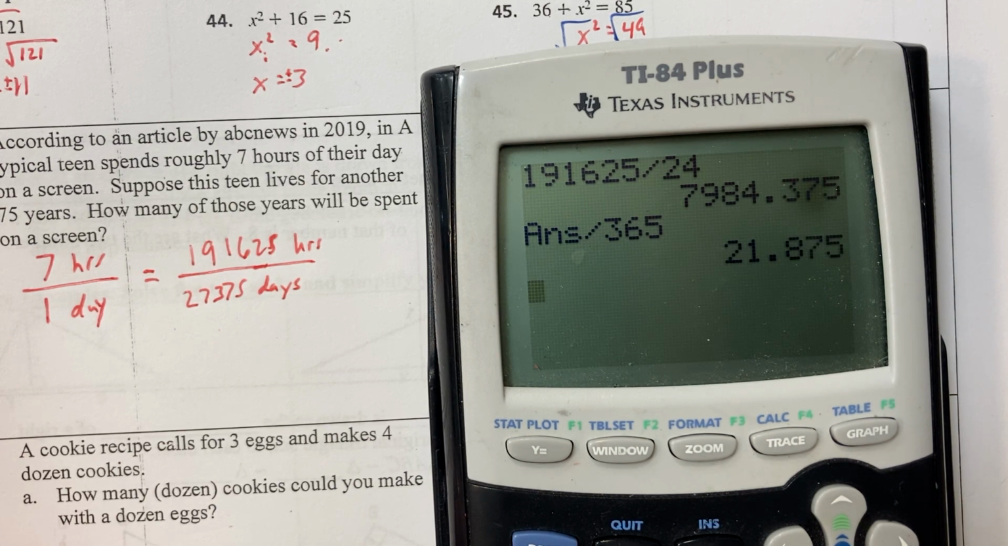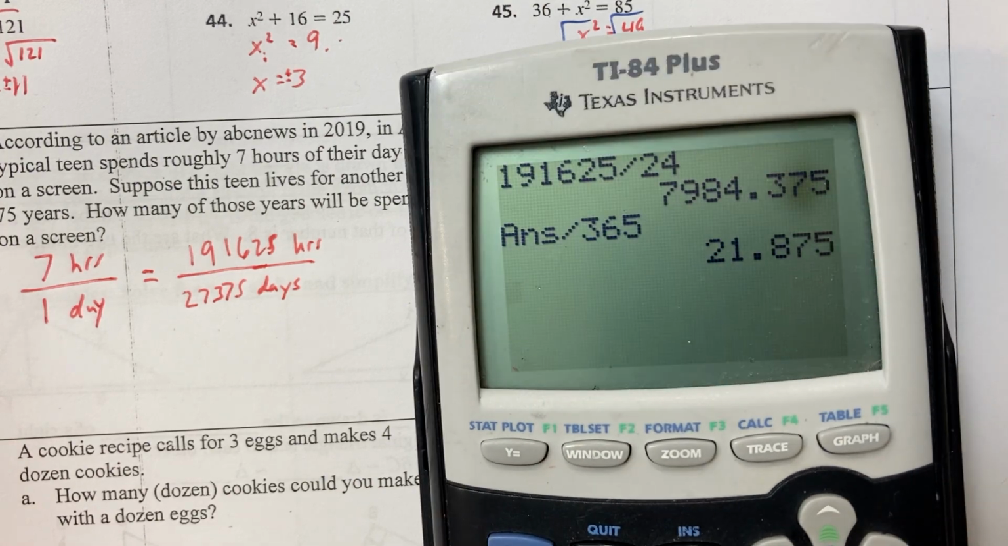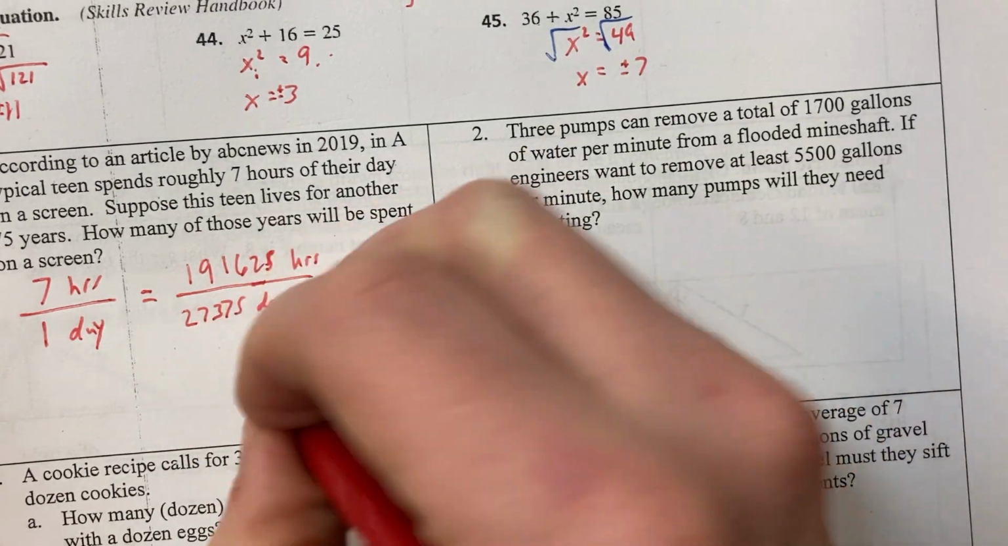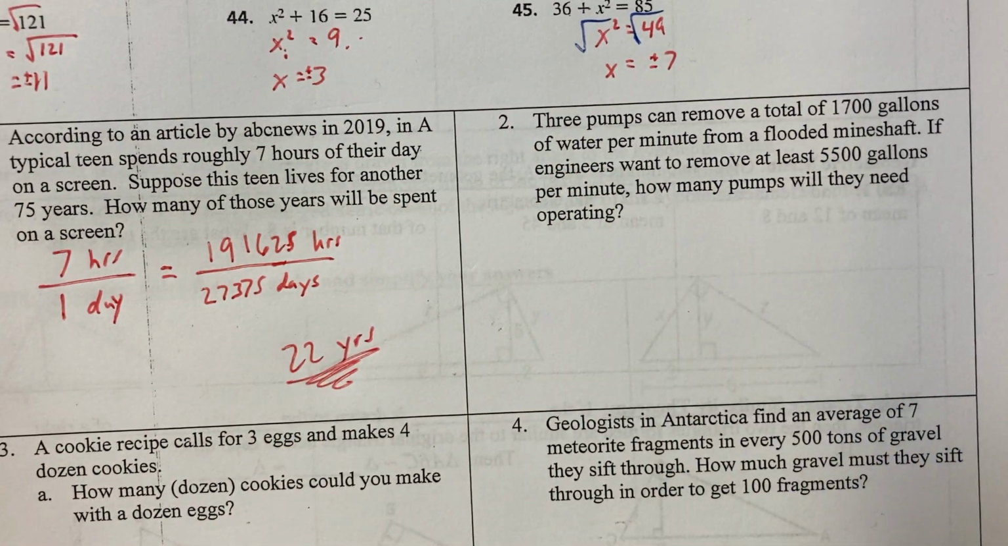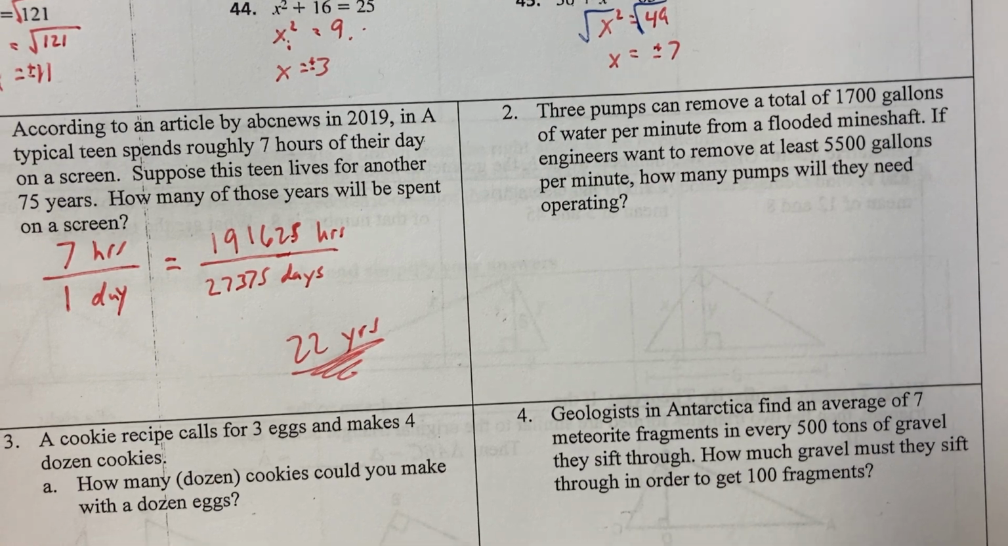You got 21 of those years, let's call it 22. 22 years of your life will be spent, of the next 75 years. 22 years of the next 75 years of your life will be spent by a typical teen in front of a screen. Isn't that crazy? That's just crazy.